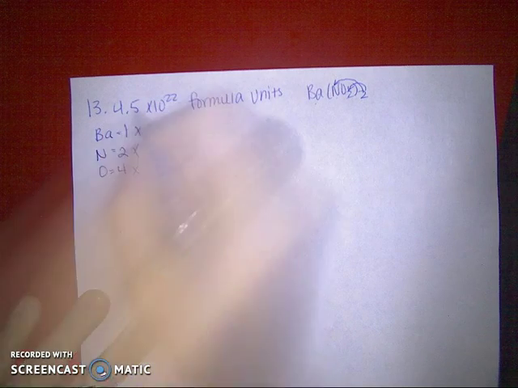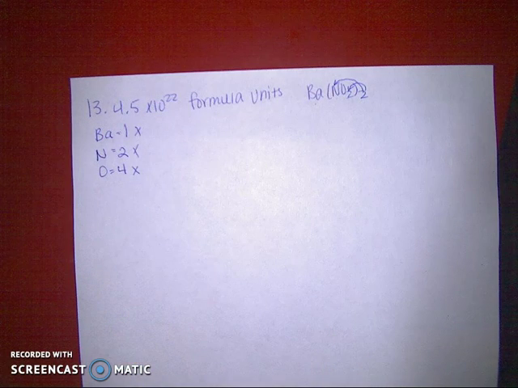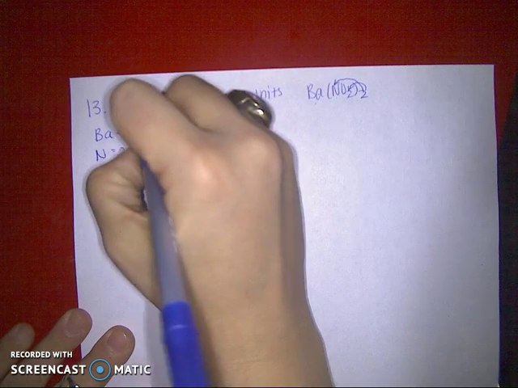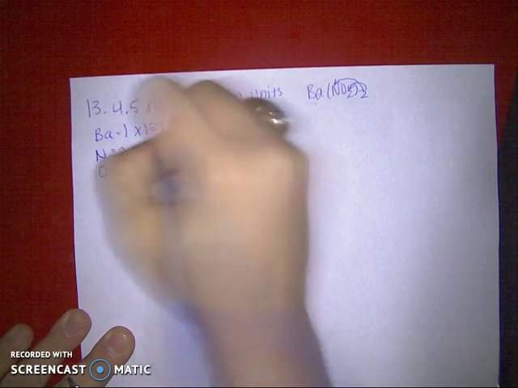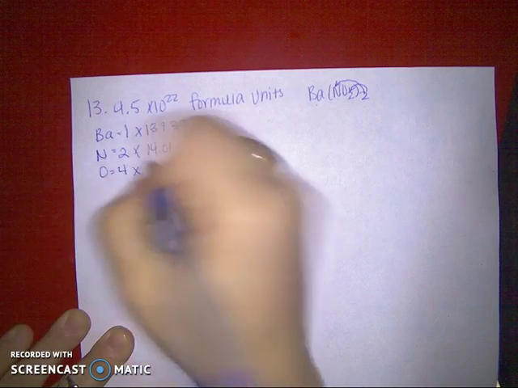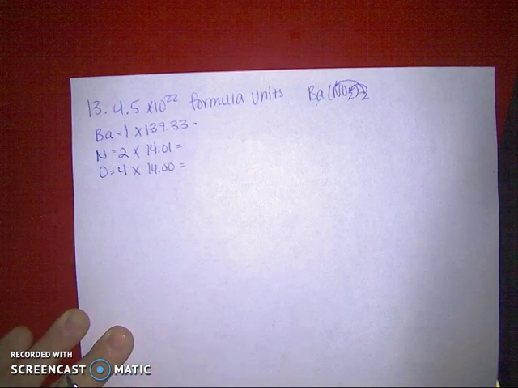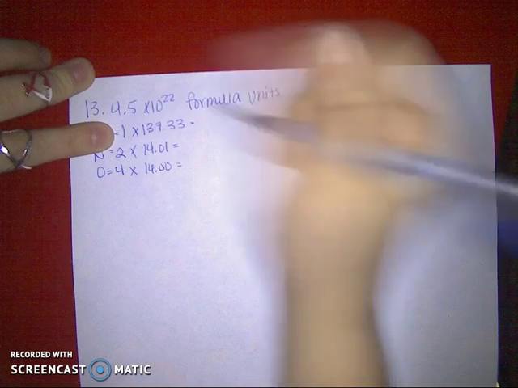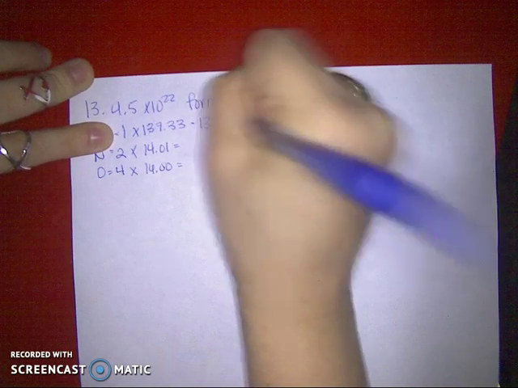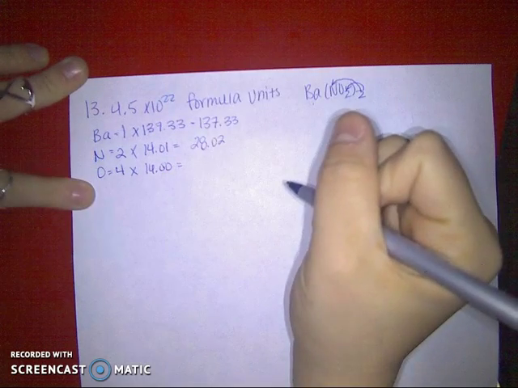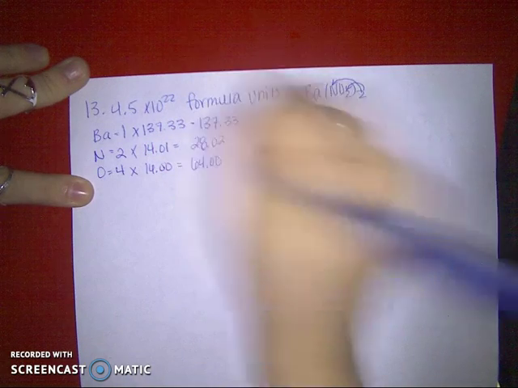Then we're going to multiply by the average atomic mass that we find on our periodic table. Ba's atomic mass is going to be 137.33. N's atomic mass is going to be 14.01, and O's atomic mass is going to be 16.00. Now you're going to multiply the numbers. So 1 times 137.33 is 137.33. 2 times 14.01 is 28.02. And 4 times 16 is 64.00.